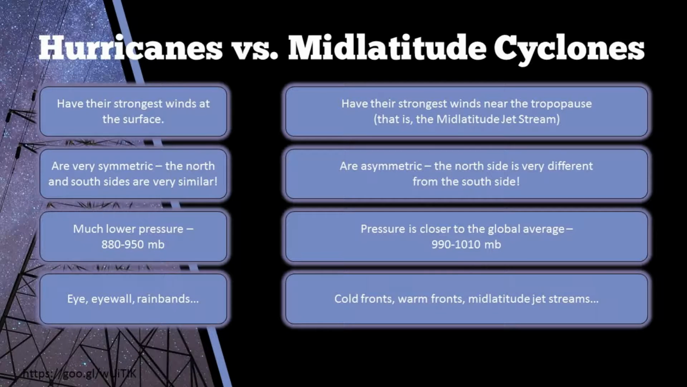The structure of these two types of storms is very different too. That's the last row on this table. Hurricanes have a lot of features that you have heard the names of before: the eye of the hurricane, the eye wall, the rain bands. We'll see some examples of all of these. This is all very different in how it works from a mid-latitude cyclone, which has cold fronts and warm fronts and a mid-latitude jet stream and so on.